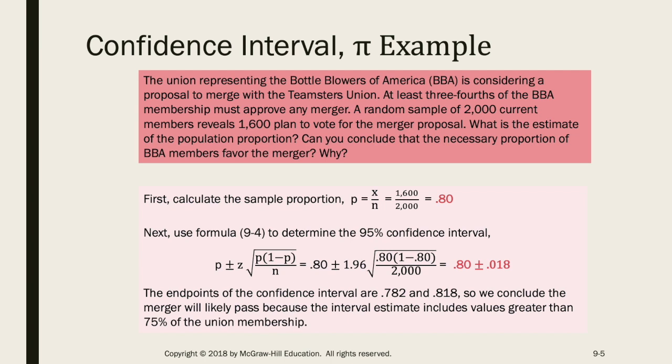So what do we conclude here? If we need 75% of the membership to vote yes in order for the merger to happen, well, we're 95% confident that the true population proportion is going to be between 78 and 82%. Since 78, the min value here, is greater than the 75% needed, then yeah, we're really confident that this is going to pass.